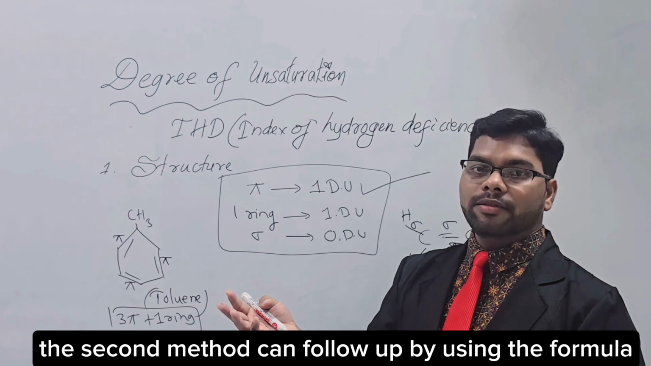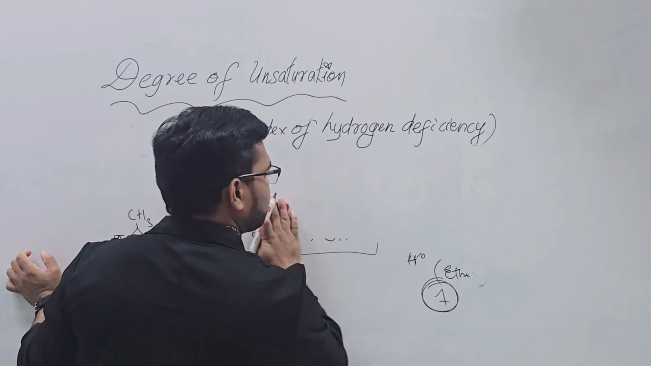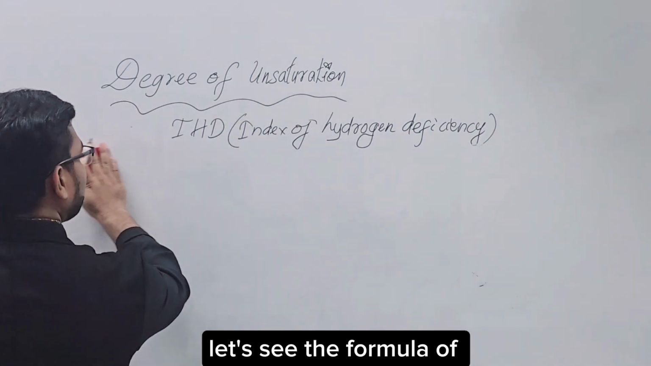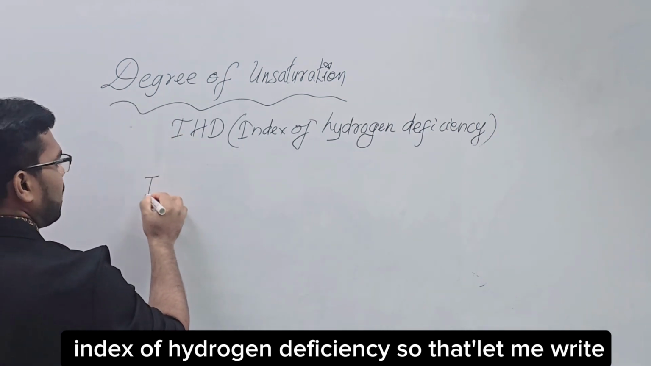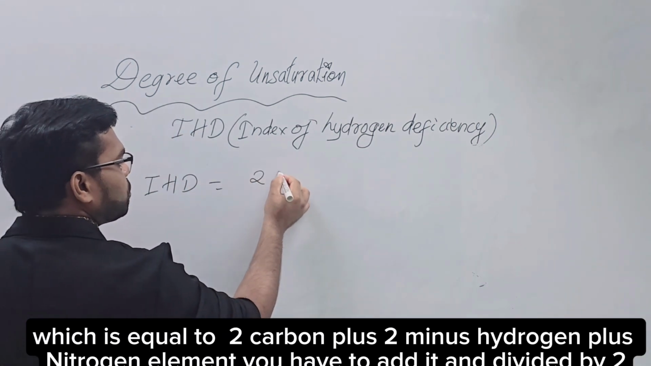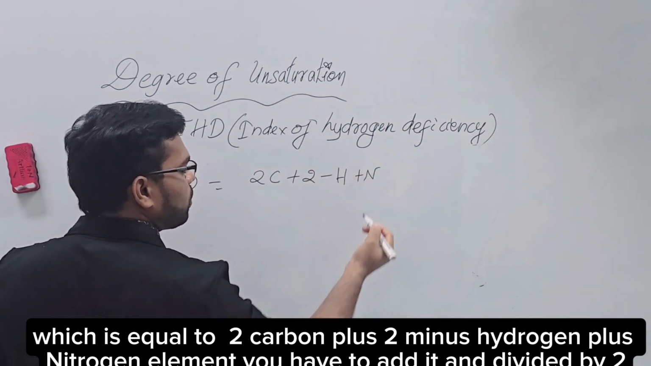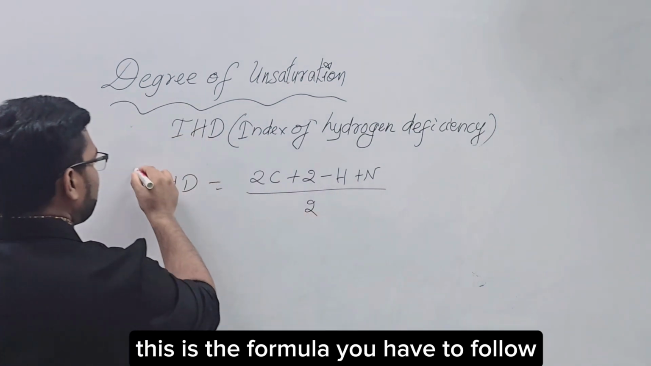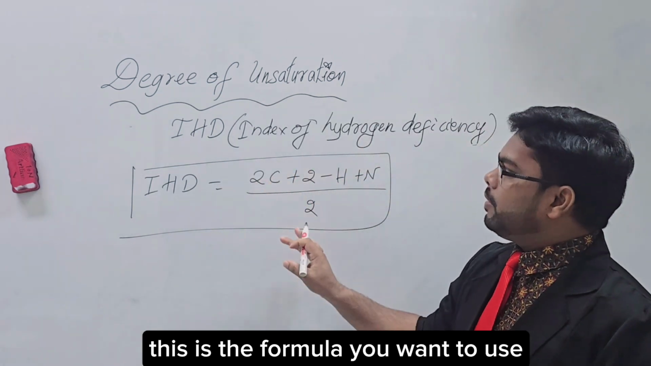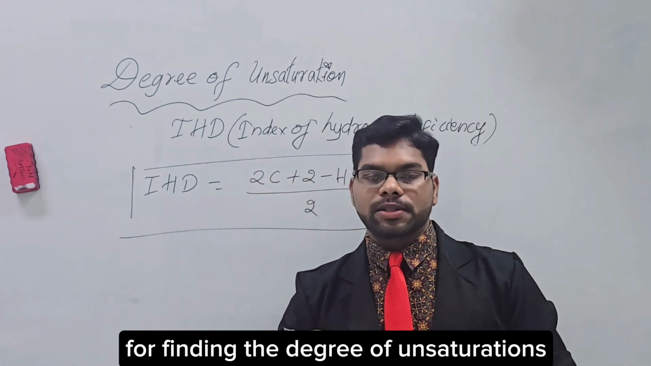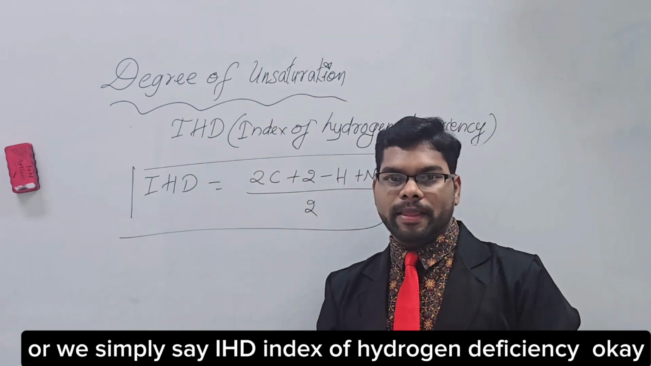However, the second method you can follow is by using the formula. How will you do that? Let's see the formula of IHD, index of hydrogen deficiency. Let me write: IHD is equal to (2C + 2 - H, and if there is a nitrogen element you have to add it) divided by 2. This is the formula you have to follow. Am I clear to everyone? This is the formula you are going to use for finding the degree of unsaturation, or we simply say IHD, index of hydrogen deficiency. Clear?